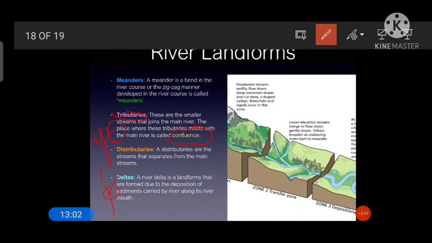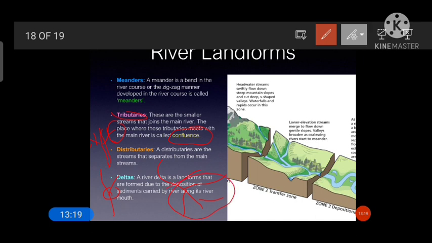Now distributaries are also small streams that divert from the main stream. Say for example, this is the main stream. From here, when a stream diverts, separates from the main river, this type of stream is known as distributary.